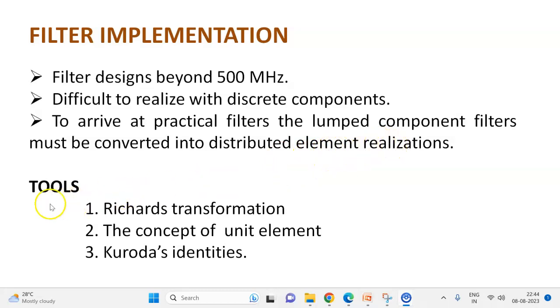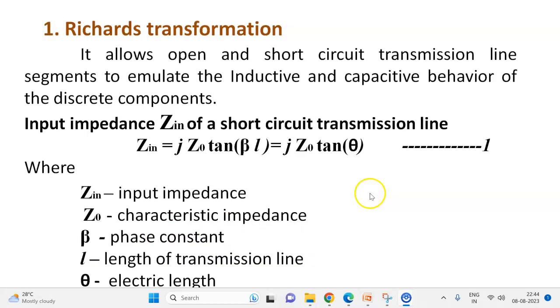In this section, some of the necessary tools are introduced for this conversion, namely Richards transformation, the concept of unit element, and Kuroda's identities. Let us see Richards transformation.